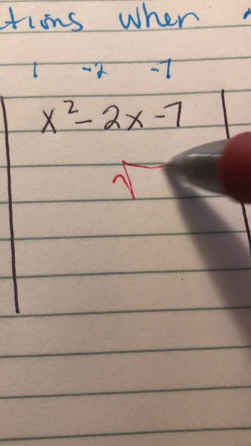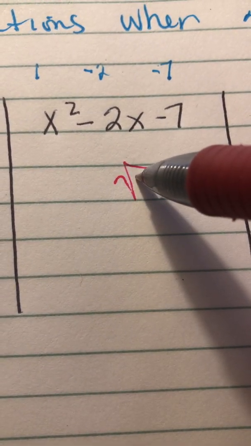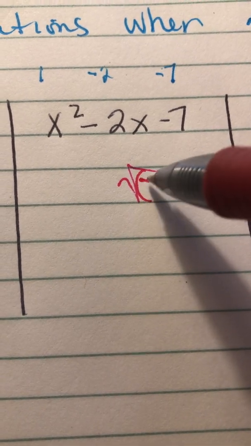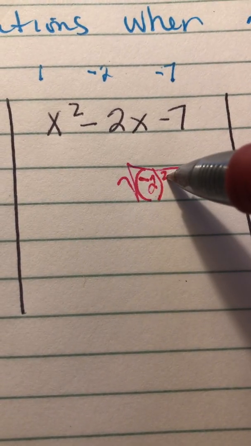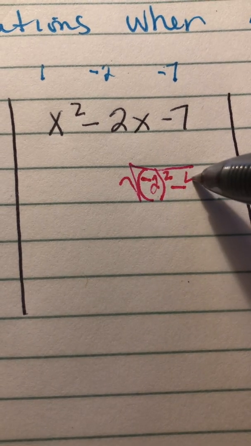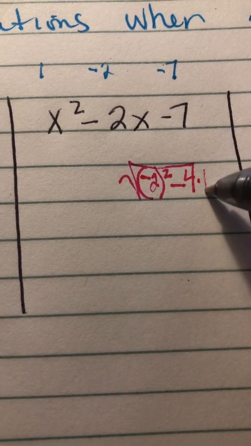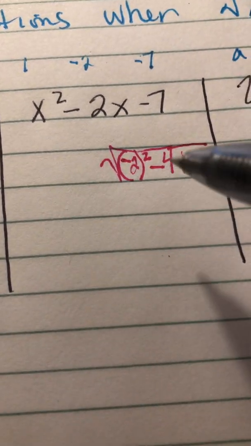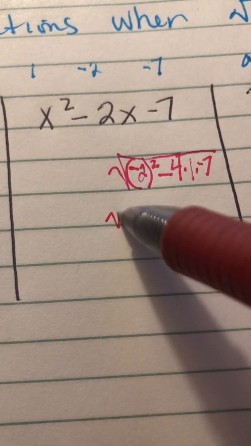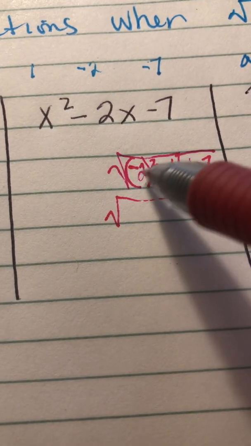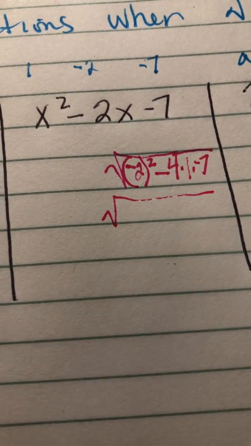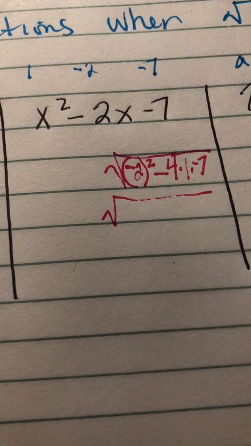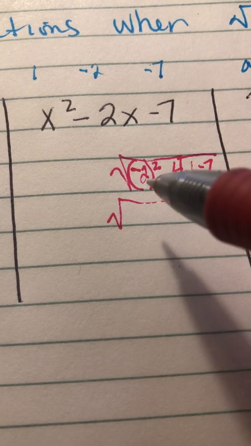Again, we're just going to worry about this radical part. That's going to say b, which is, and we're going to be careful about these parentheses, negative 2 squared minus 4 times 1 times negative 7. Be careful about the signs. Okay, we're going to work on this inside the radical. We have exponent. If you don't put the parentheses around it and you put this in your calculator, it's going to give you the wrong answer, okay?